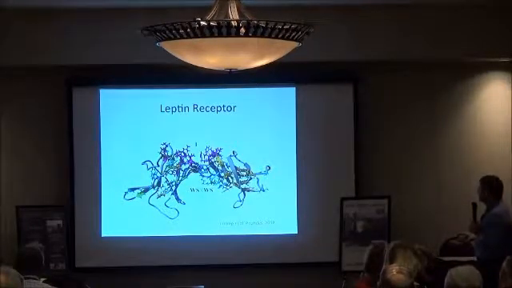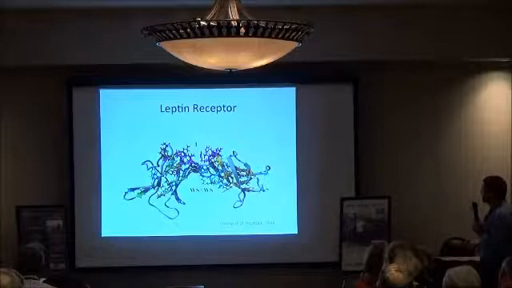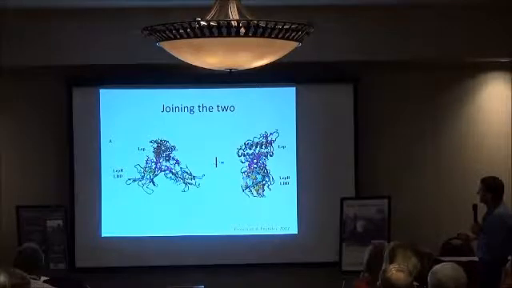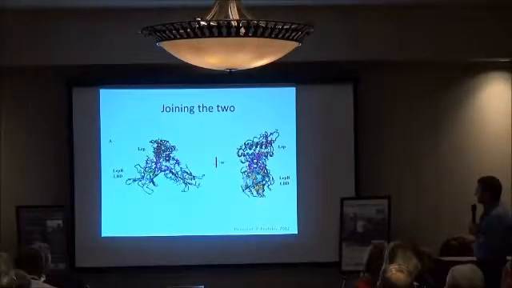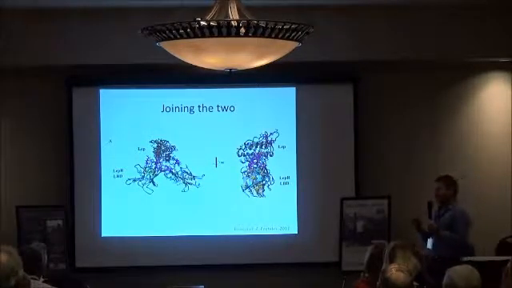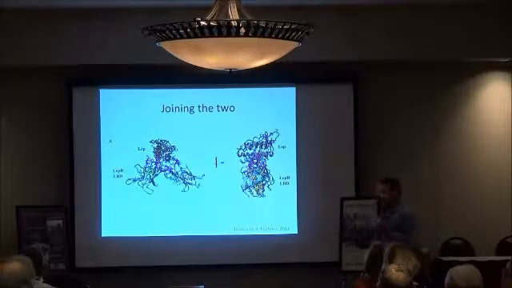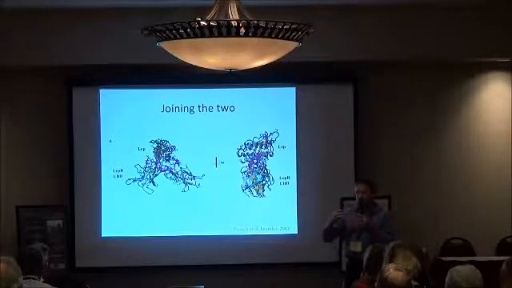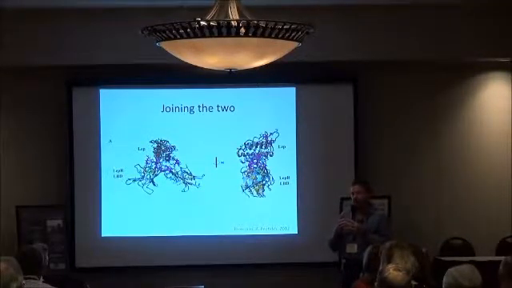And again, the same people that look at the hormones look at the receptors. And here is what happens when the two join together. So here is leptin, and here is leptin receptor. So it's a bit like a baseball and a baseball mitt. They fit together, right? And so when leptin joins together with the receptor, it's a switch to turn something on.